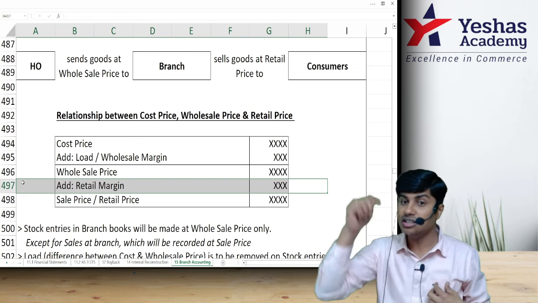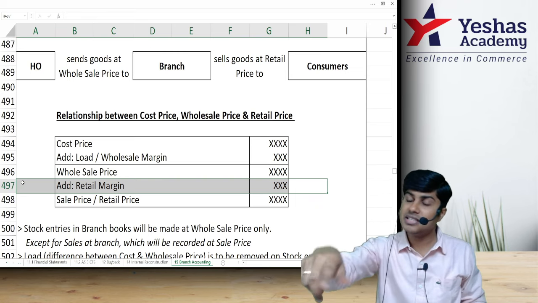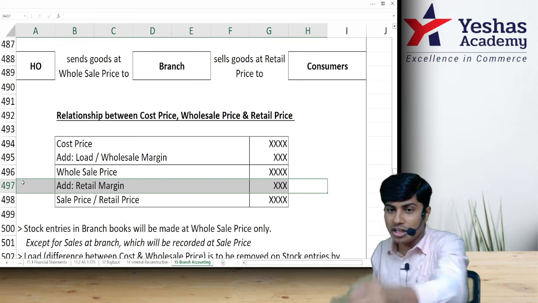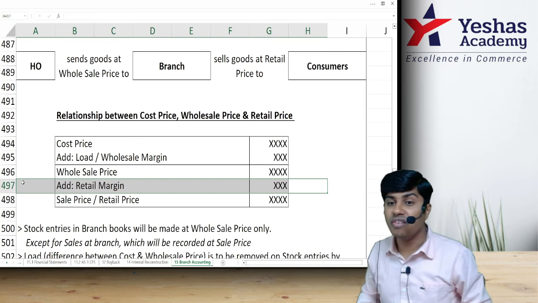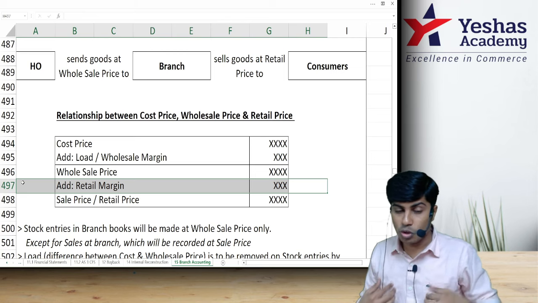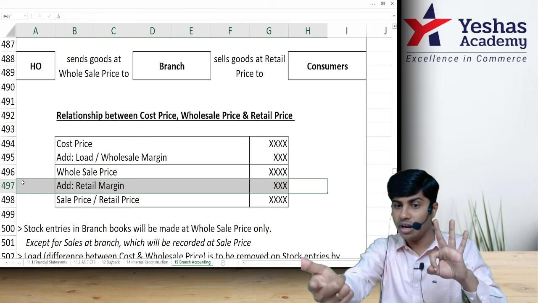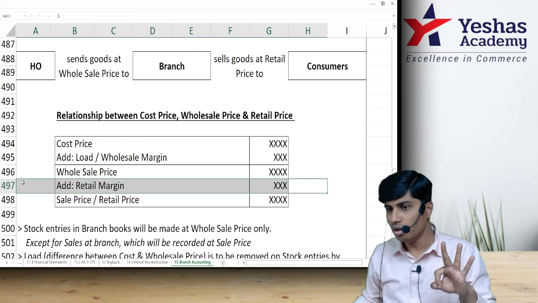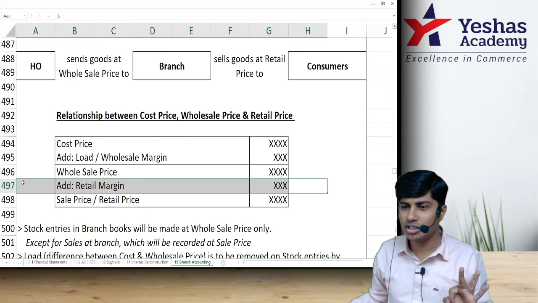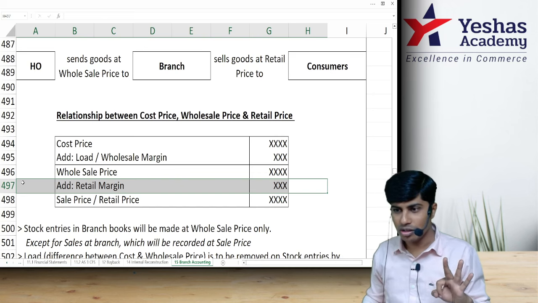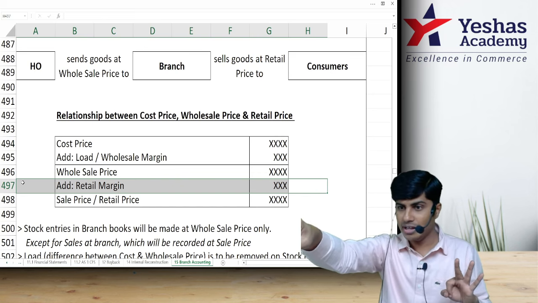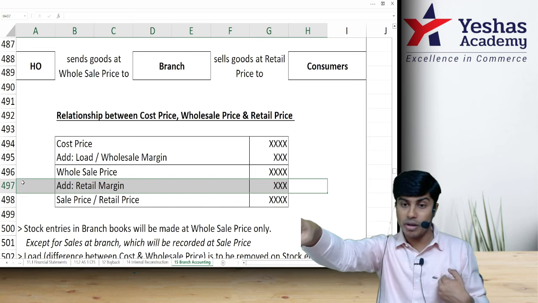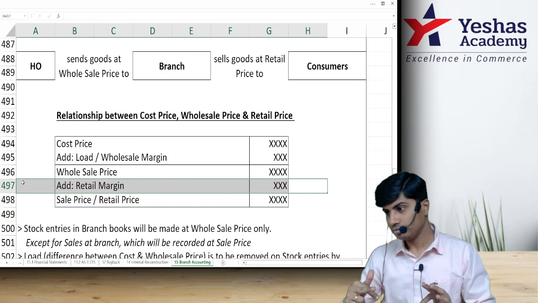If head office has sent the goods to the branch at 130, and the branch has not sold those goods and they remain in closing inventory, they will be there at 130. So head office has booked 30 rupees profit on goods sent to the branch that the branch has not sold. Like in amalgamation and consolidation, we can call it unrealized profit. On the closing stock remaining in the branch, the profit already booked by head office should be reversed.